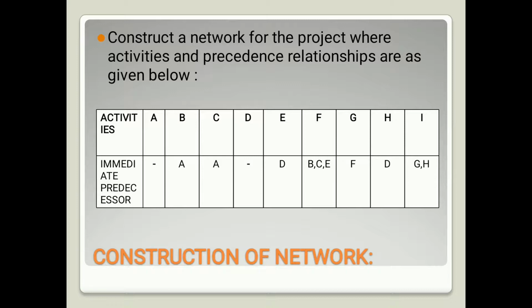Let's have a look at the question. I already told you that first of all we have to analyze the question before attempting it. Before answering, we have to know what the question is asking and how to solve it. In this question he is asking us to construct a network for the project. Here, activities and precedence relationships are as given below. He has given the activities and immediate predecessors.